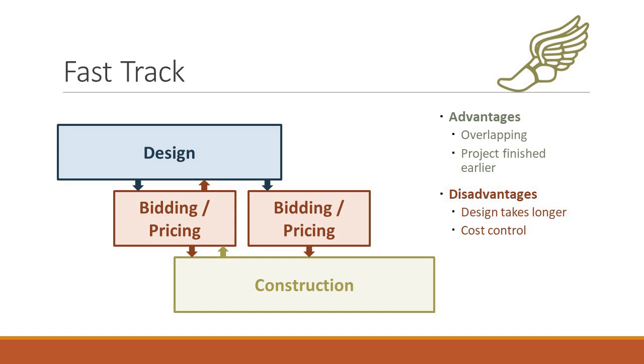And this is what started coming in 30, 40 years ago. You have your traditional model, where design takes place. This is like a timeline. You design it, then you have the bid and pricing, then you award the contract and you build it. With the fast track, these things overlap.